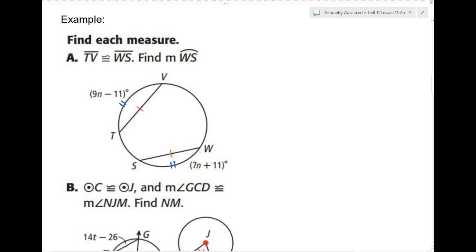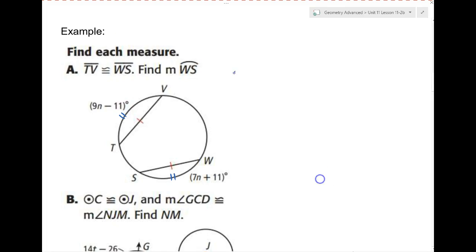So that's what you kind of have to ask yourself. What have I been given? Oh, I can apply this now. So we're going to set them equal to each other. So I get 9n minus 11 is equal to 7n plus 11. Add 11 to both sides.